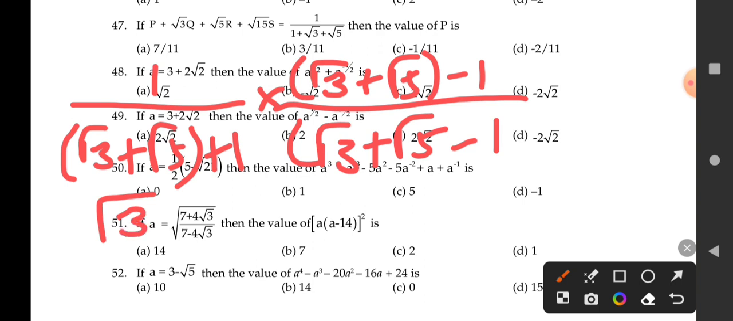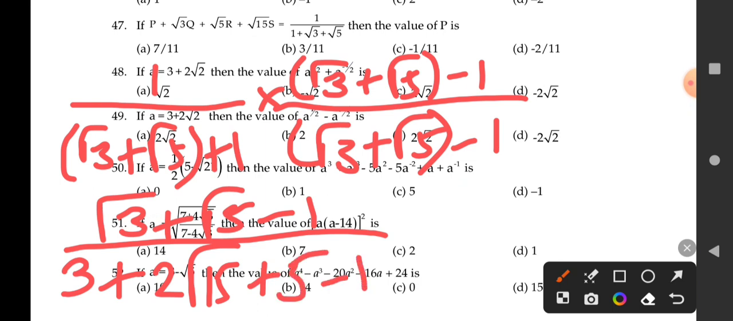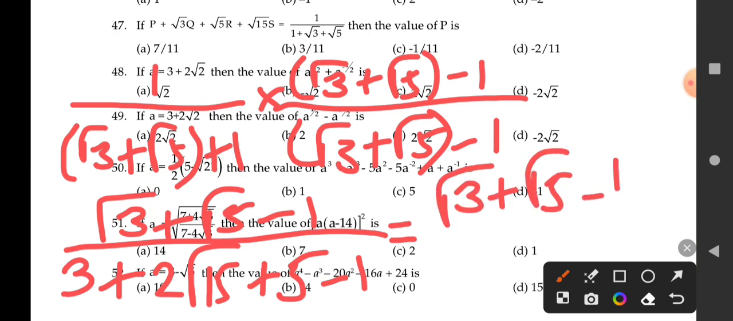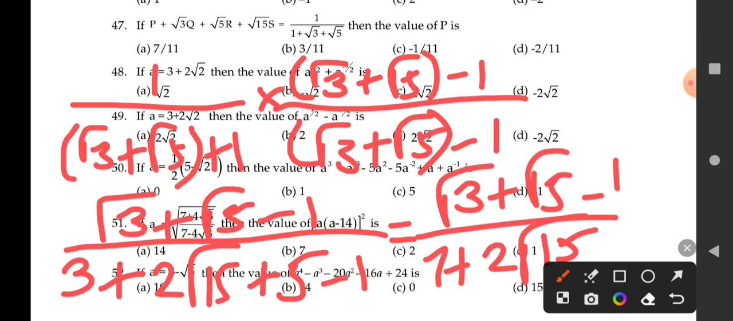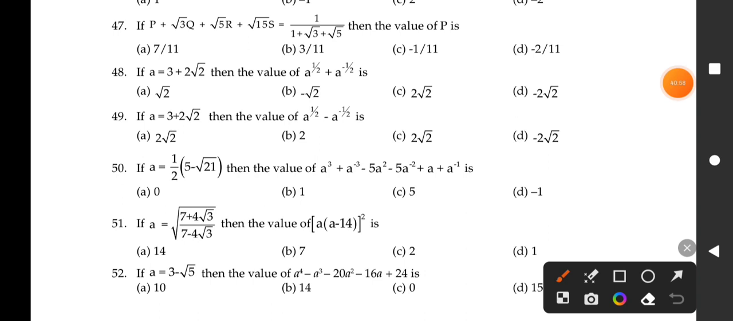What do we get? We get root 3 plus root 5 minus 1 divided by, carefully multiply, a square minus b square. What do we have? A square is the bracket square, a square plus 2ab plus b square. So we have 3 plus 2 root 15 plus 5 minus 1. What do you get? You get root 3 plus root 5 minus 1 divided by 7 plus 2 root 15. We still have an irrational number in the denominator. Now this again we are going to rationalize. I am clearing the screen. So we are on next step.